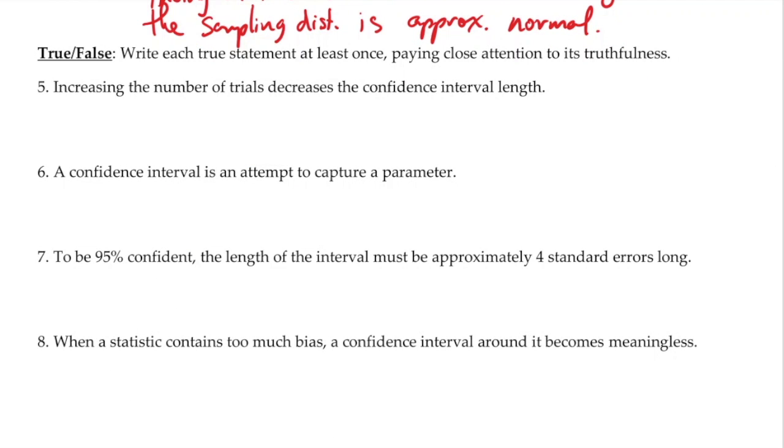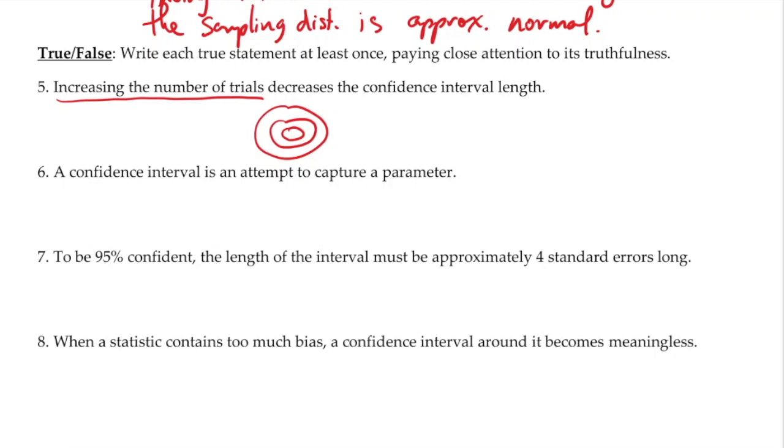Increasing the number of trials decreases the confidence interval length. Why should that be true? Well, think about it this way. As you increase the number of trials, what's happening is your aim is getting better. It's like concentric circles. You're honing in on the target even better.